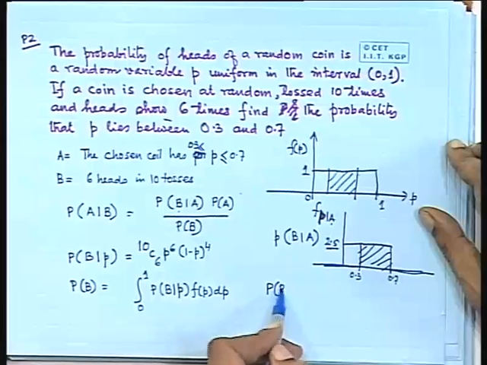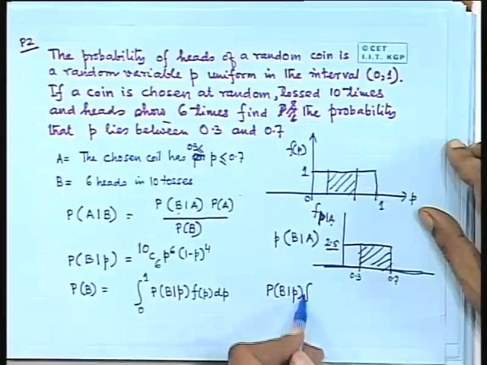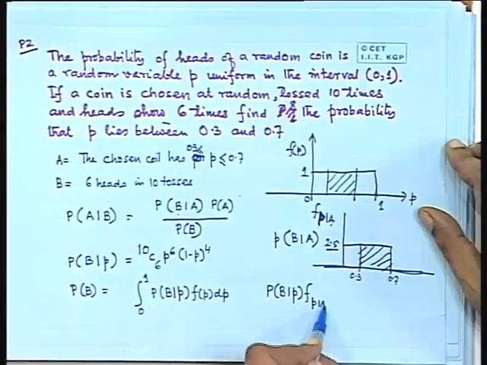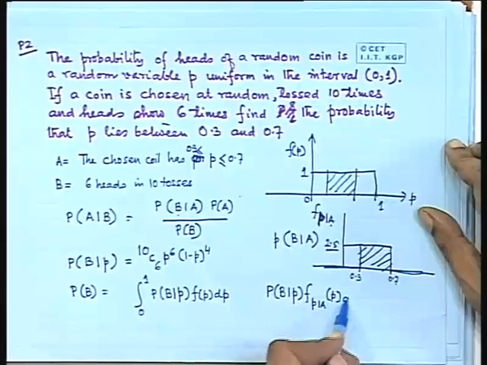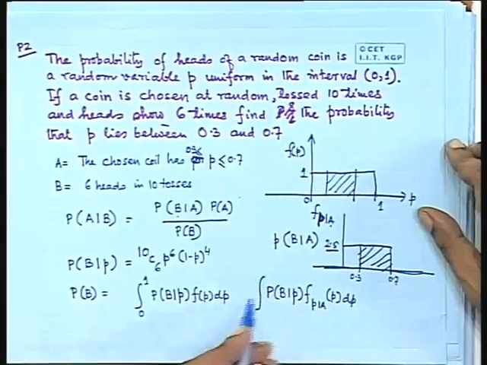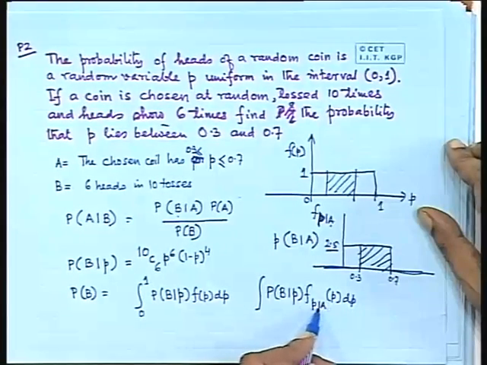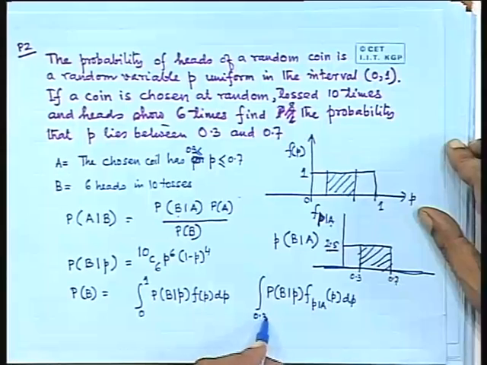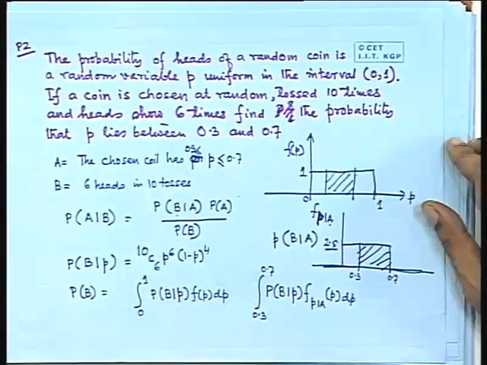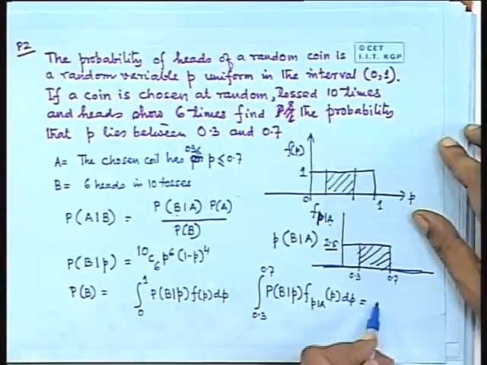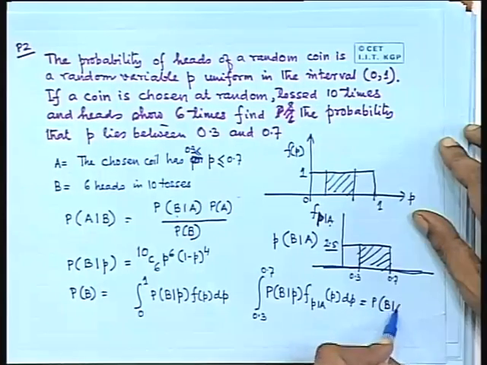probability of B given P, f of P given A, P dP, this integral, and obviously since this is 0 everywhere else, you have to integrate between 0.3 and 0.7. This is equal to probability of B given A.